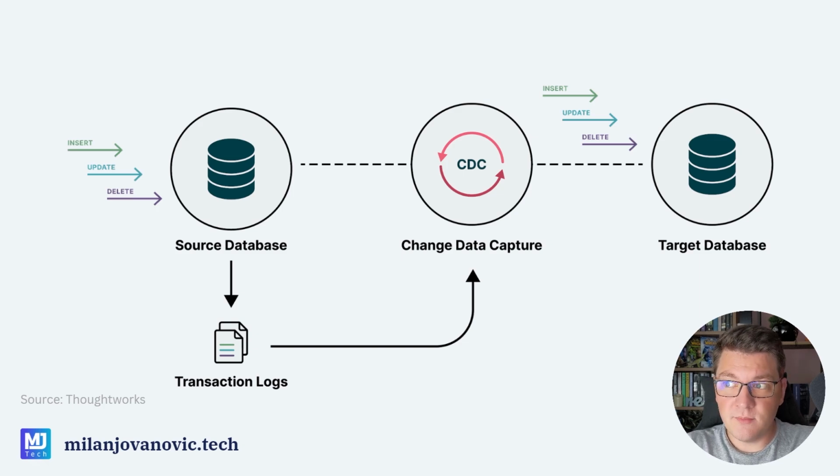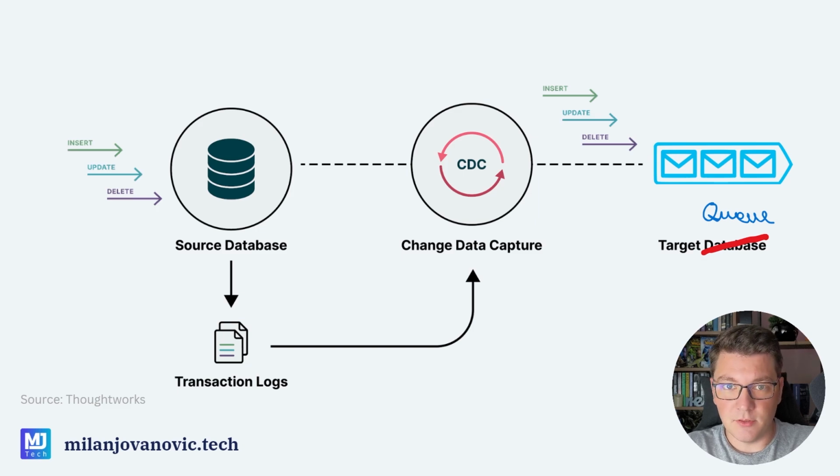But we could also stream this into a queue, for example. There's nothing stopping us from using CDC for something like this. And then we could have multiple subscribers to this queue that will be reacting to these events. Now, if we want to have multiple different consumers all receiving the same message, we would probably want to use a topic, but I think you get the idea.